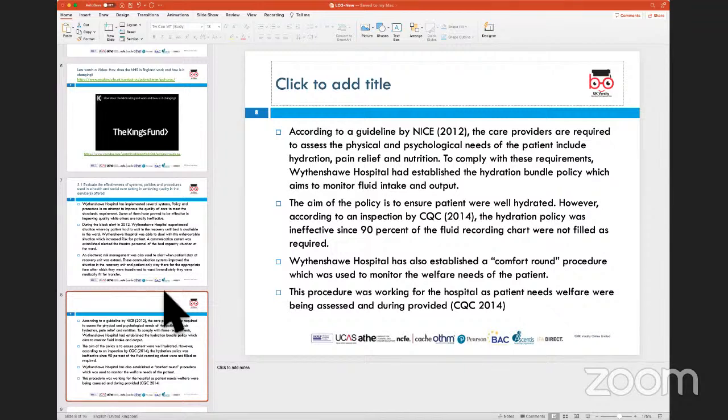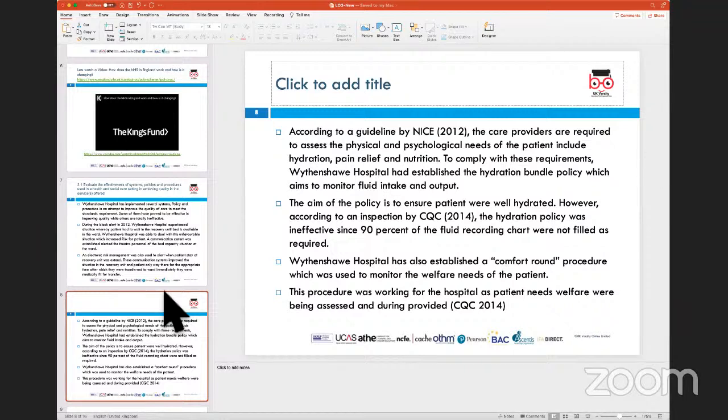Now, this is a guideline, and on the basis of the guideline issued by NICE, what the hospital authorities have done is implement a policy which is called the hydration policy bundle, and this allows the monitoring of the fluid intake and output for a particular patient. Now, the aim of this guideline, which has been taken into account and developed into a policy, is to ensure that the patients, when they are within the hospital and have undergone or are undergoing treatment, are very well hydrated.